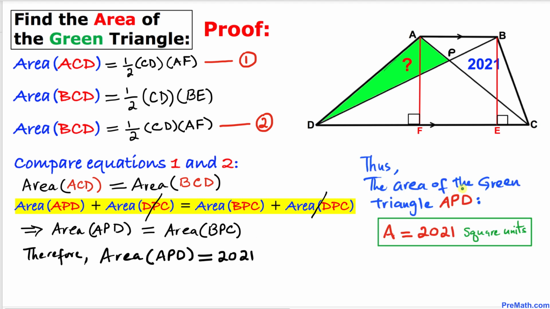So thus the area of this green triangle APD turns out to be 2021 square units.